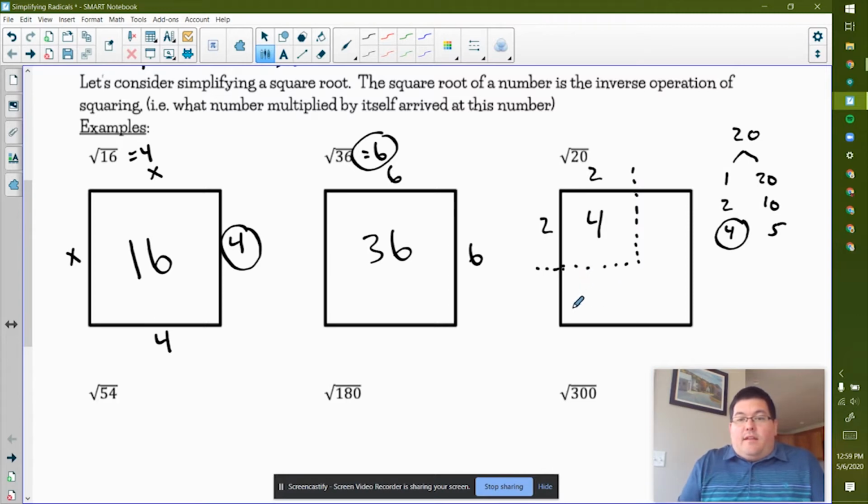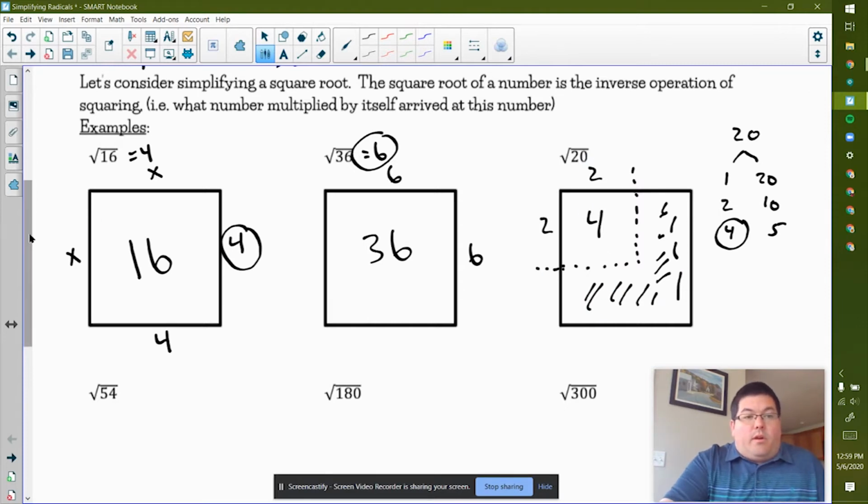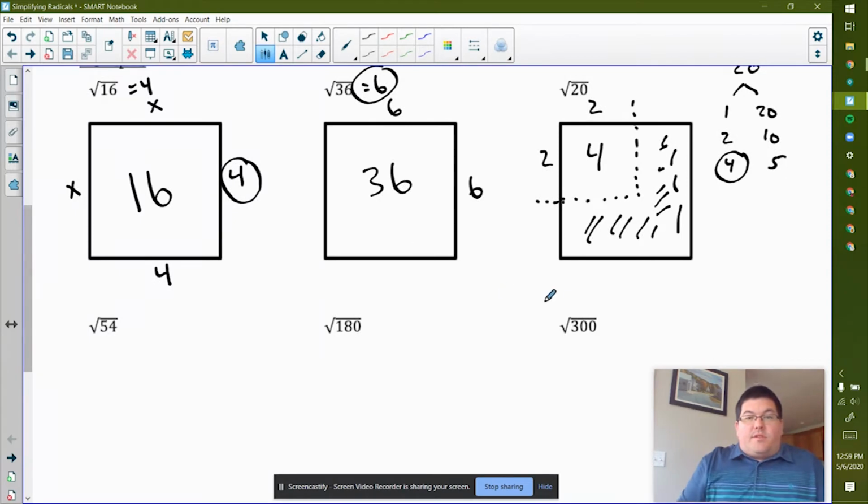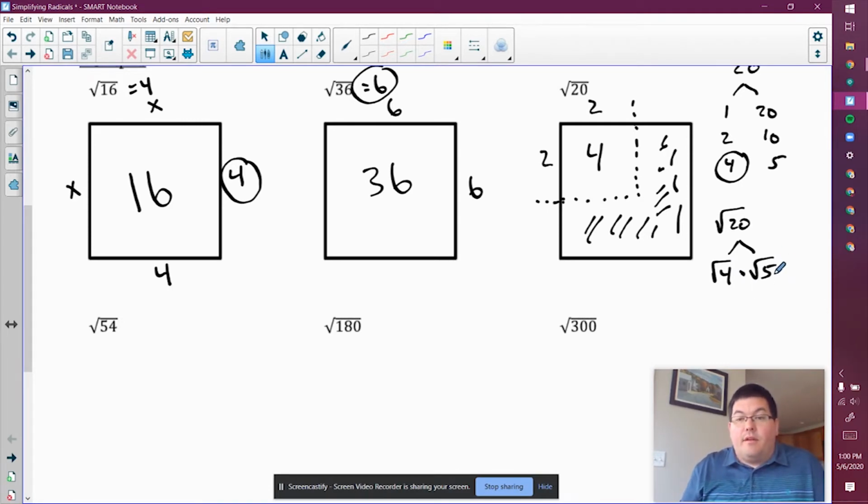Well, again, it's the idea of taking apart these perfect squares. Okay? What we want to do is take a look at our numbers and say, what is the largest perfect square factor that exists inside the number we're interested in? And we've discovered that it is 4. Well, one of the things that means then is that the square root of 20 is really the same thing as the square root of 4 times the square root of 5.